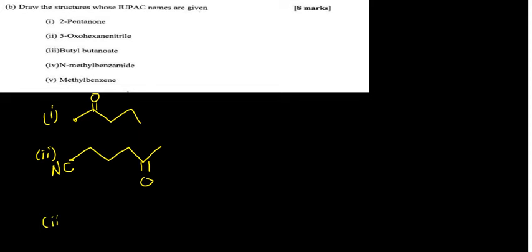And then number 3, we have got butyl butanoate. Whenever we see butyl butanoate, what is this functional group which ends in -oate? This is an ester, not ether. So ester. And an ester comes from a carboxylic acid when it reacts with an alcohol. So this is how an ester looks like.